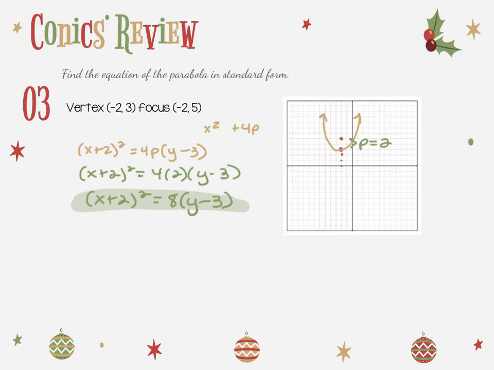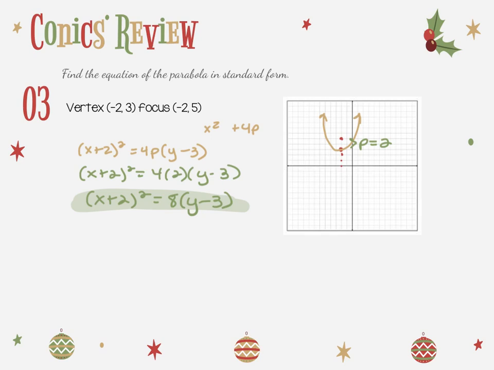Number 3, now we're flip-flopping. We're finding the equation. So the vertex is at (-2, 3), and the focus is at (-2, 5). That tells me it's vertical and a positive 4p. The distance between the vertex and the focus is 2, so that makes p 2.